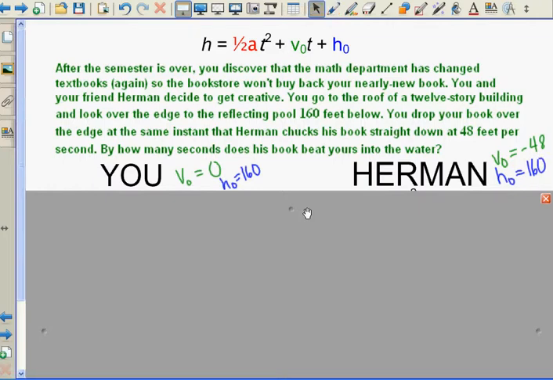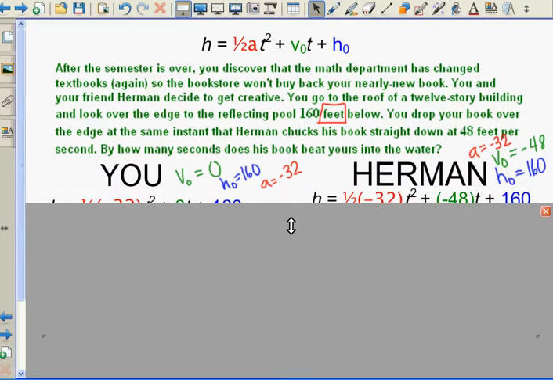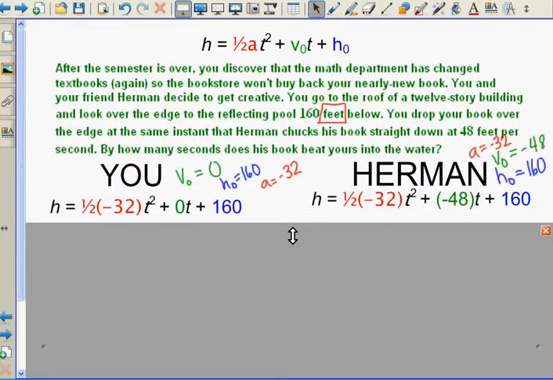Did you notice that our units were in feet? So that means our A value, our acceleration due to gravity, is going to be negative 32 feet per second squared. Same for Herman, since we're also measuring his in feet. So if we plug those three values in, that's what it's going to look like for you and for Herman.